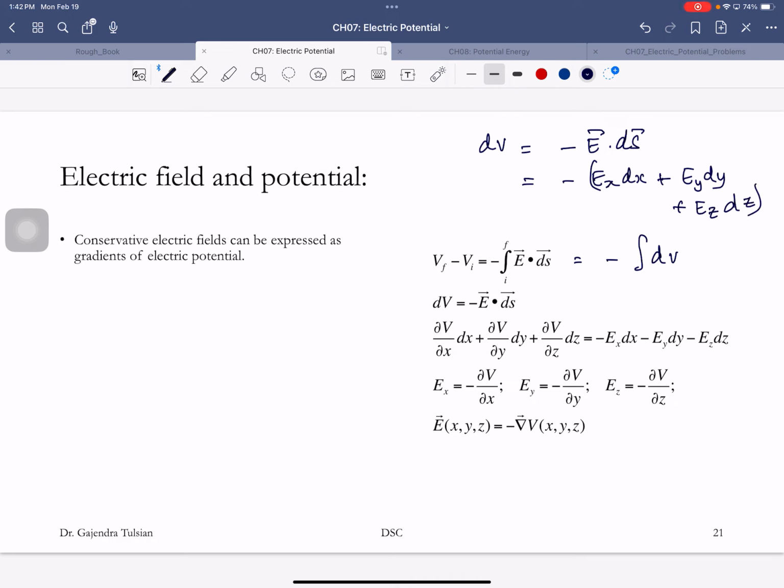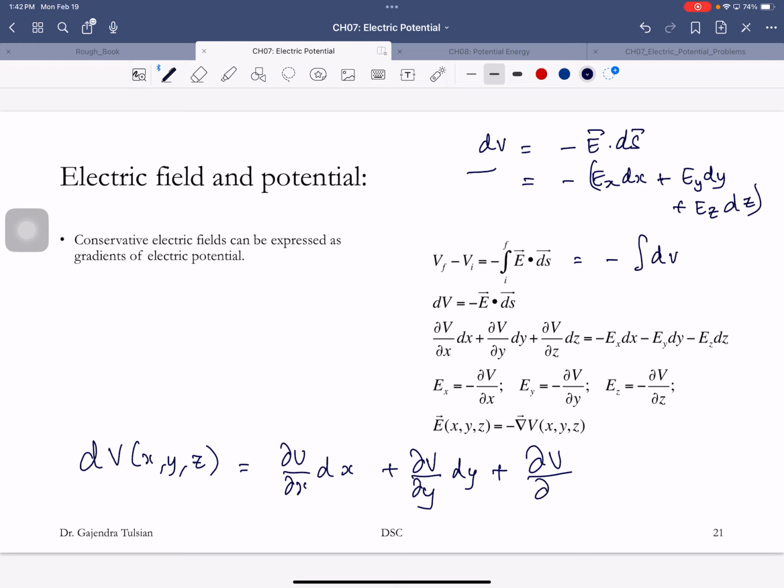Okay. But from differential calculus, if dV is a function of x, y, and z, it's del V by del x dx plus del V by del y dy, and so on. Again, if you don't understand this, don't worry about it. I'll tell you what you need to understand. Okay, so this is equal to Ex dx plus Ey dy plus Ez dz. Okay, since dx, dy, and dz are independent changes, this has to equal that, this has to equal that, this has to equal that.